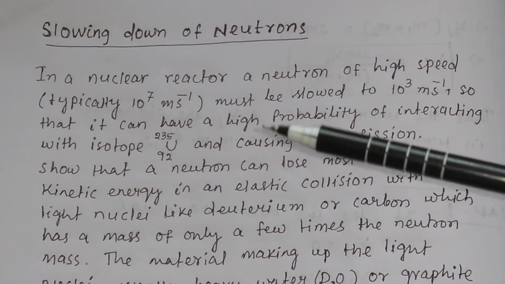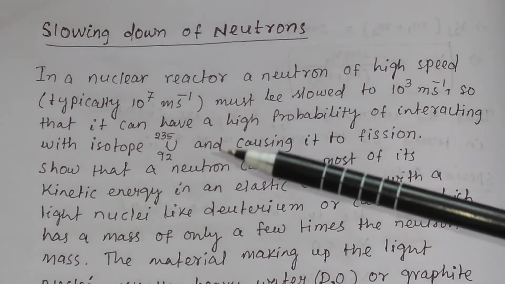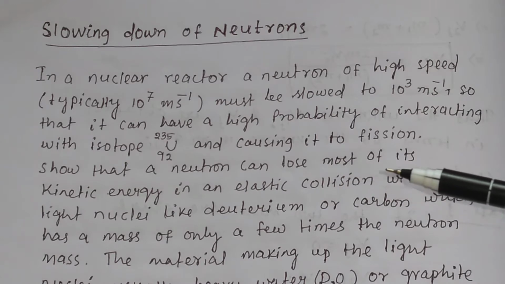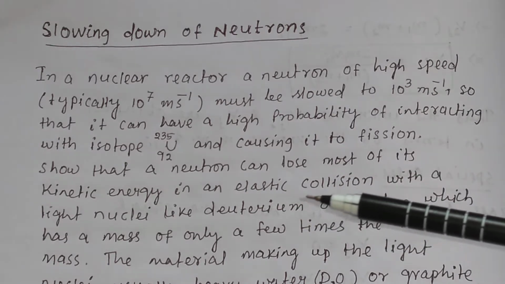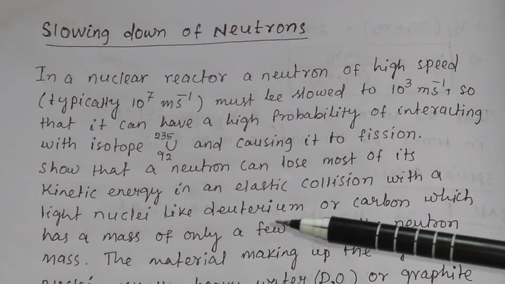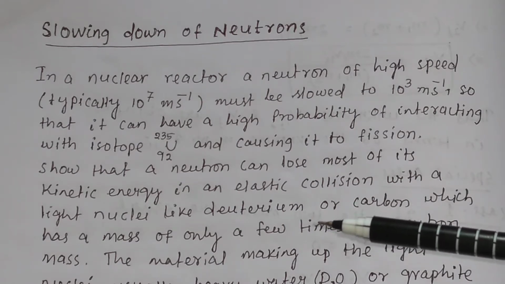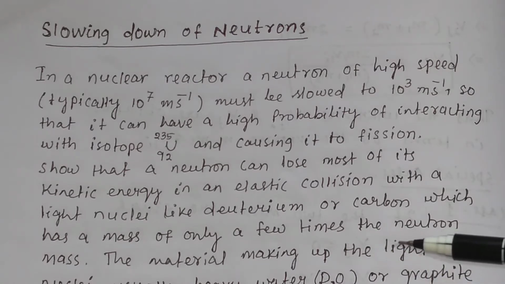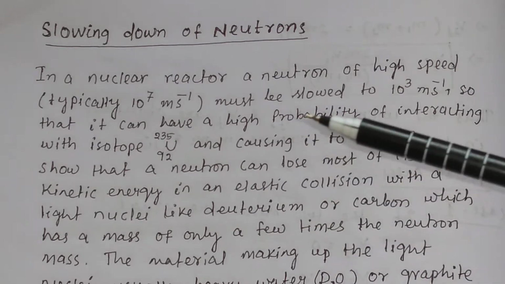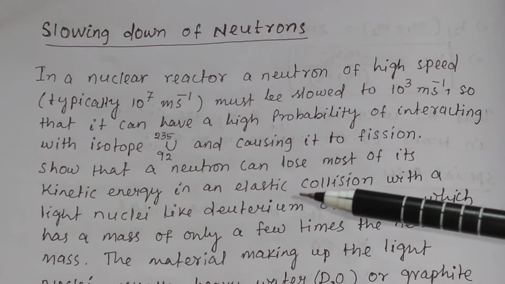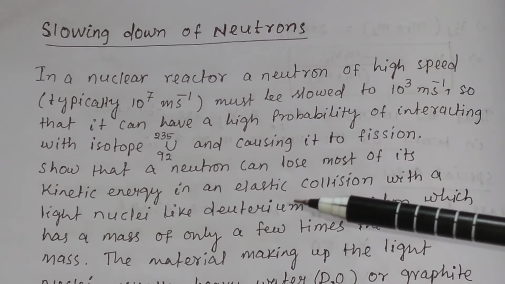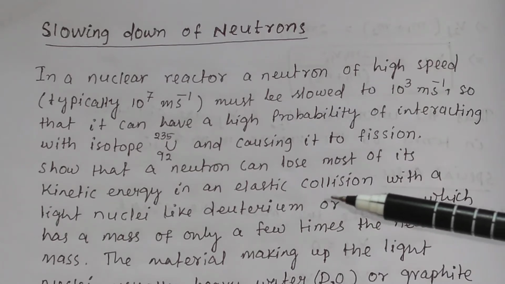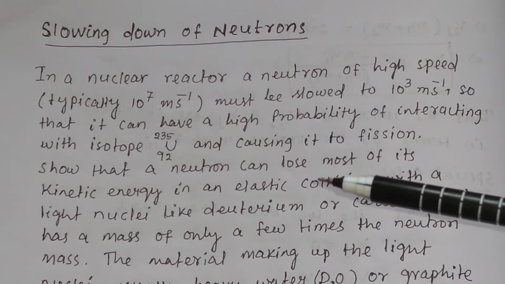So we have to show in this problem that a neutron can lose most of its kinetic energy in an elastic collision with a light nucleus like deuterium or carbon, which has a mass of only a few times the neutron mass. So in this problem we will discuss when a neutron collides with a lighter mass like deuterium or carbon, then its kinetic energy will be lost.